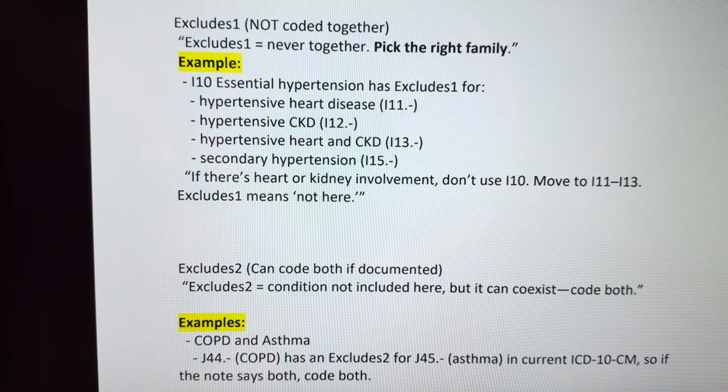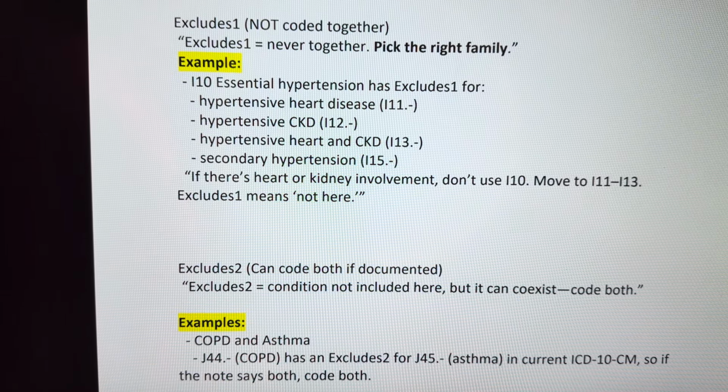Same here with fracture of the radius. You would index fracture, find radius in the subterms, right? And even if the documentation said shaft or closed, it would be the same code. All right.